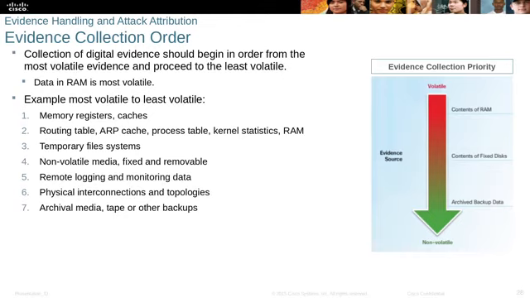Therefore, the collection of digital evidence should begin with the most volatile evidence and then proceed on to the least volatile evidence. Examples of most volatile to least volatile evidence collection order would be taking evidence from memory registers and caches, from the routing table, the ARP cache, the process table, kernel statistics and random access memory, taking evidence from the temporary file systems, non-volatile media, fixed and removable, remote logging and monitoring data, physical interconnections and topologies, and archival media and other, for instance, tape and other backups.